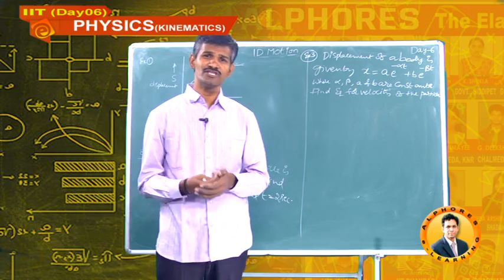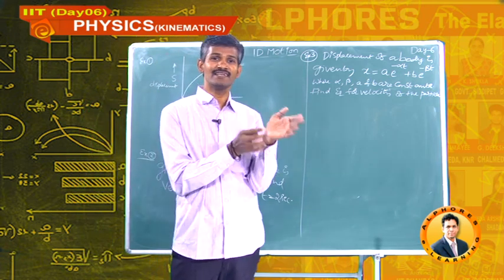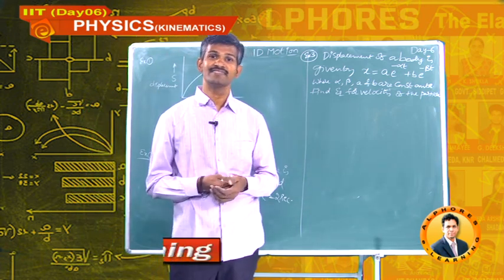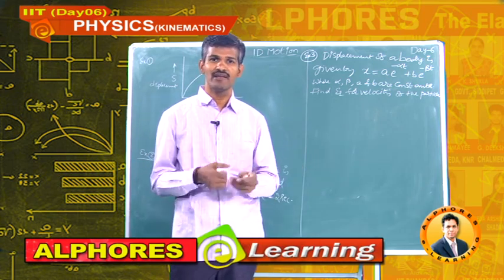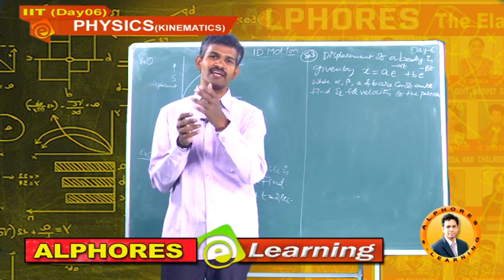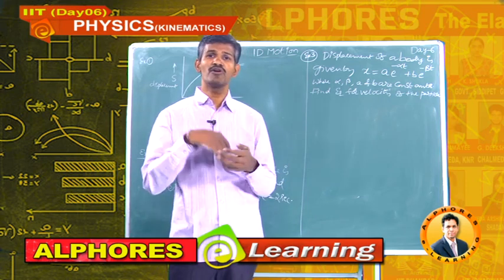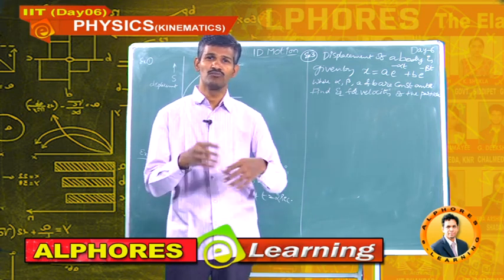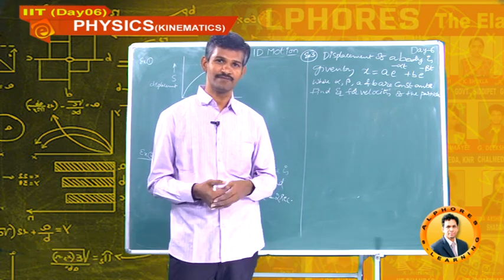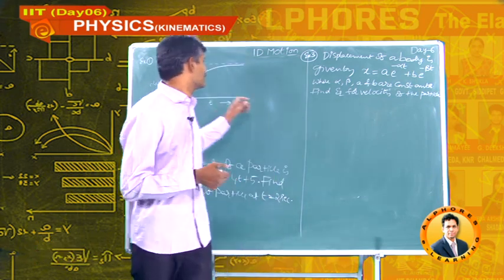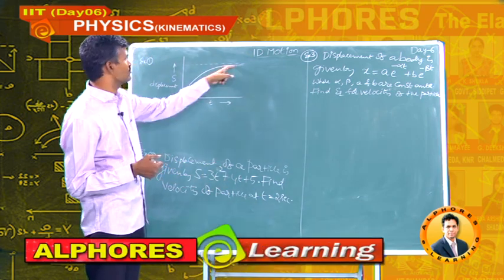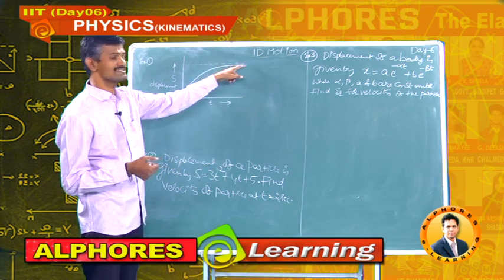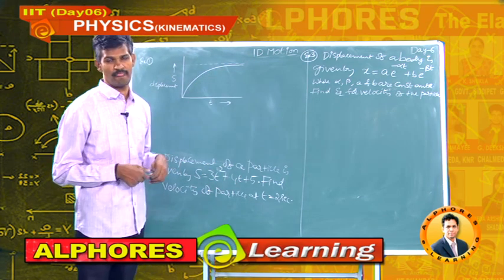Who decides the motion? Motion is decided by velocity. If velocity is 0, the body will be at rest. If velocity is positive, the body moves in one direction. If velocity is negative, then the body moves in exactly the opposite direction. So, motion is decided by velocity. Here, to describe the motion of the body, we have to discuss the velocity of the body.